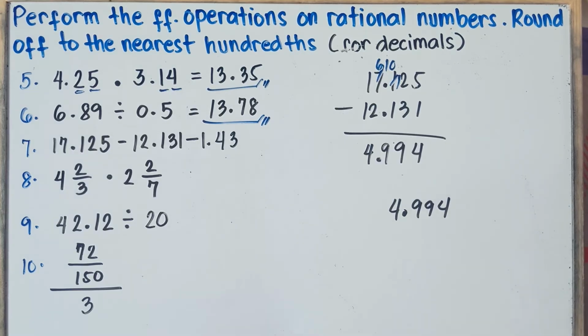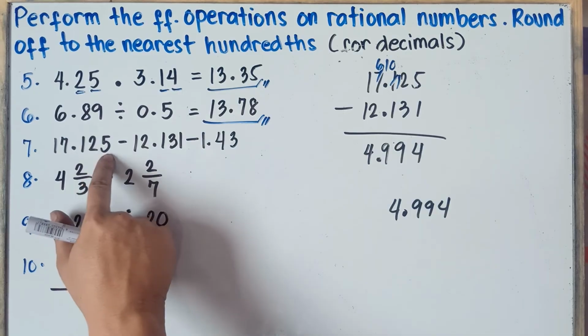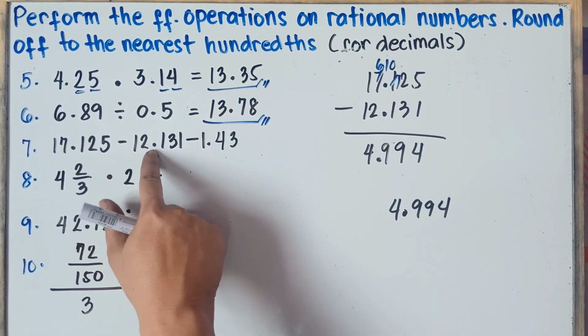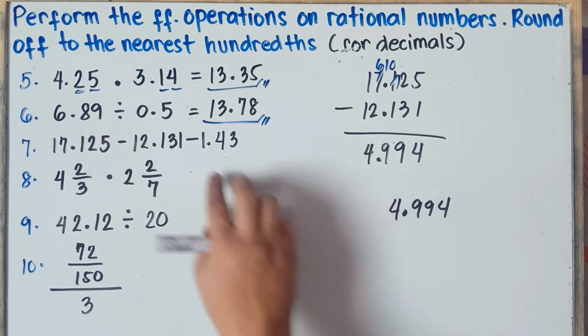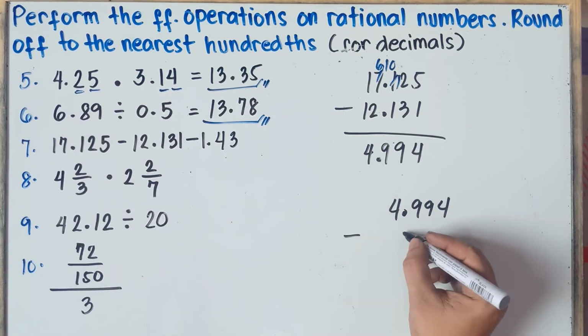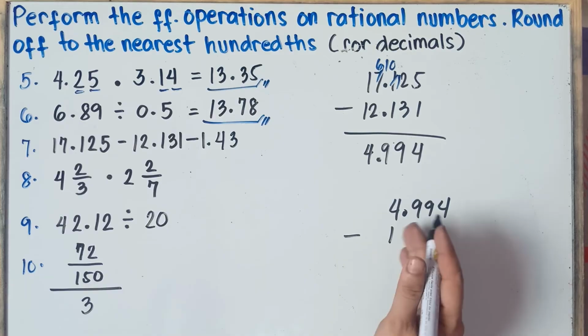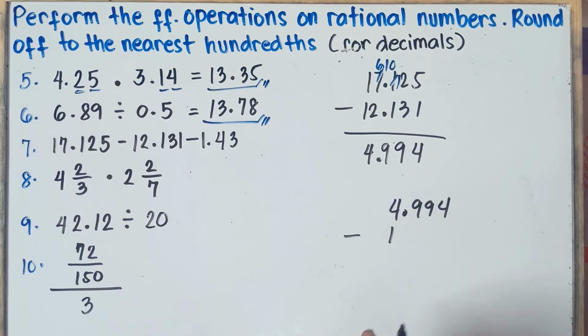4.994. So once again, class, we're not yet done. We just simply subtract 12.125 minus 12.131, and this will be our answer. So therefore, this one minus this one, minus 1.43. Once again, class, you align the decimal point. Do not forget, class, if you're adding or subtracting decimals, you need to align the decimal point.